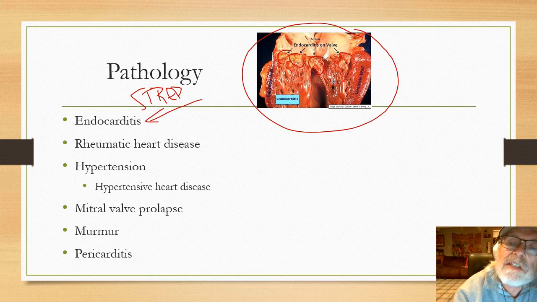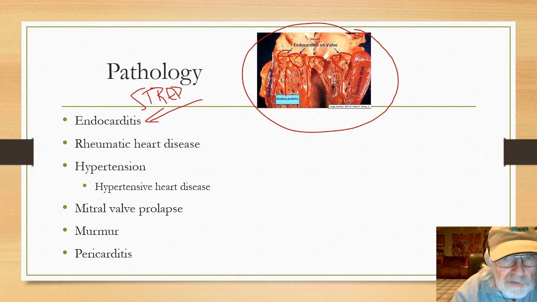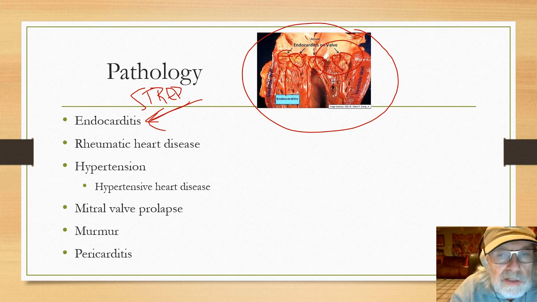Look like little pieces of cauliflower sitting on there, and those are called vegetations. Those vegetations are basically started by the bacteria. They embed themselves. This is part of the valve, and that valve is lined with the endocardium, okay? The inside wall of the heart is the endocardium.